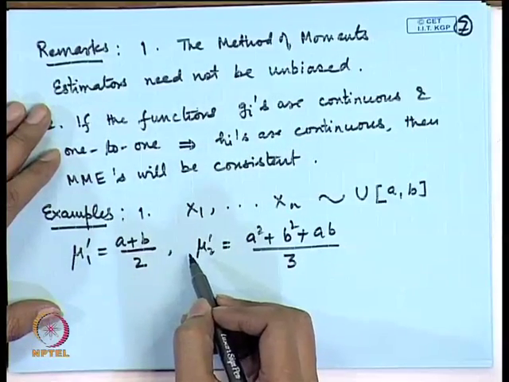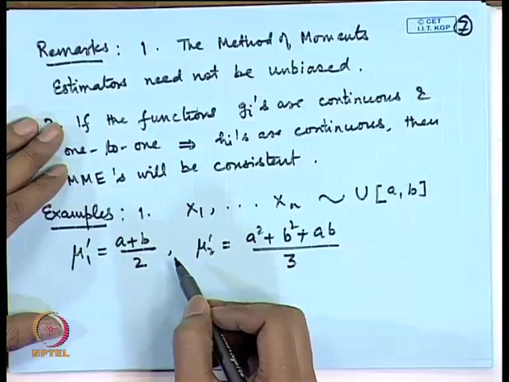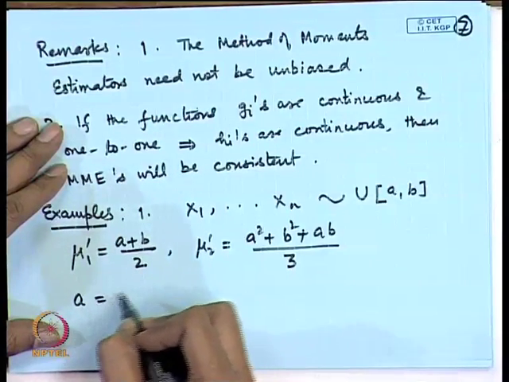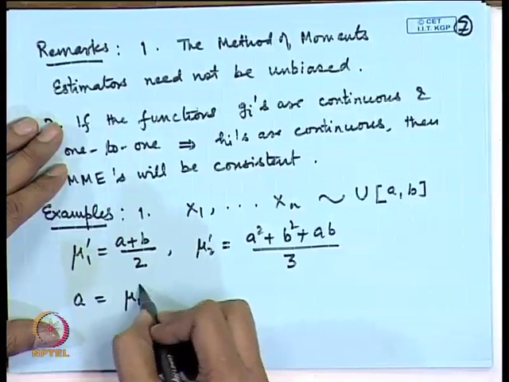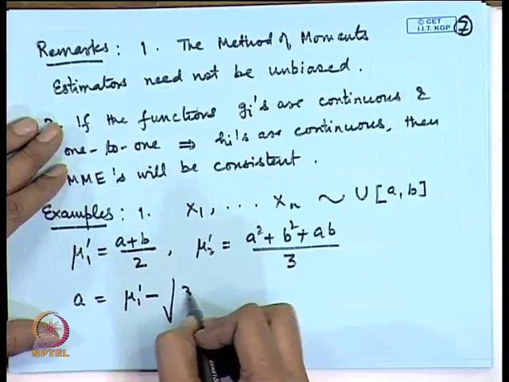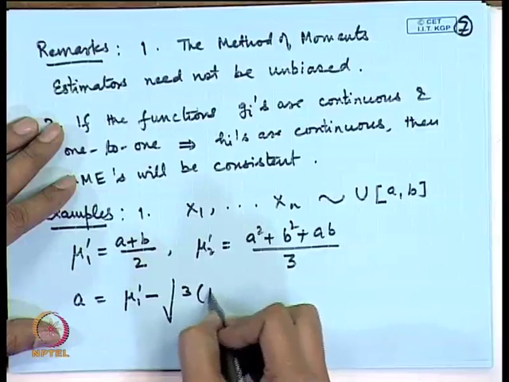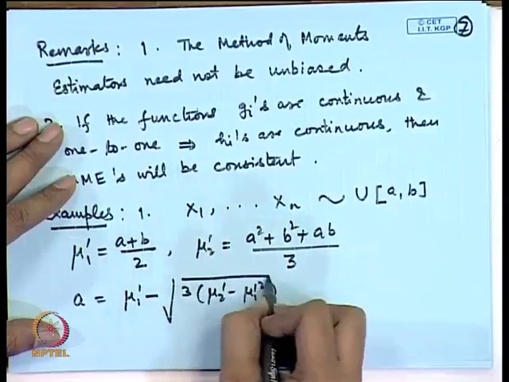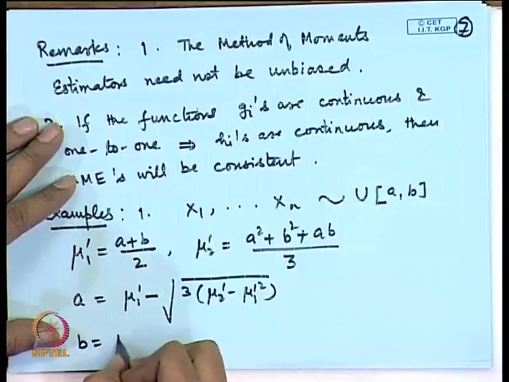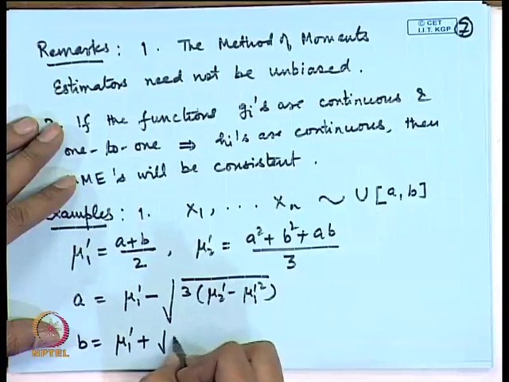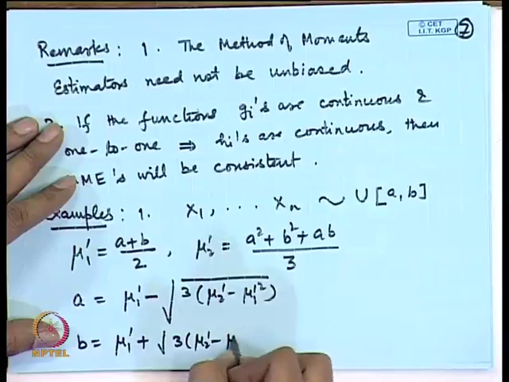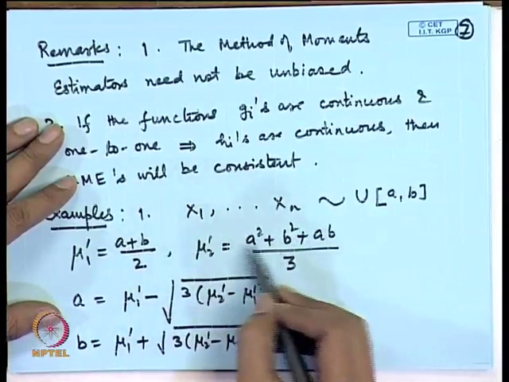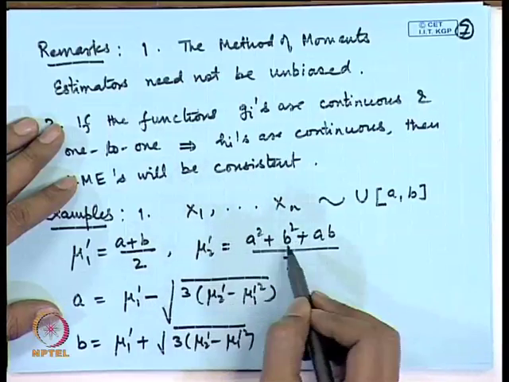So, we need to solve this. If we solve this, we get a is equal to mu 1 prime minus square root 3 times square root of mu 2 prime minus mu 1 prime square, and b as mu 1 prime plus square root 3 times square root of mu 2 prime minus mu 1 prime square. So, these are basically two equations in two unknowns and they are nonlinear equations.